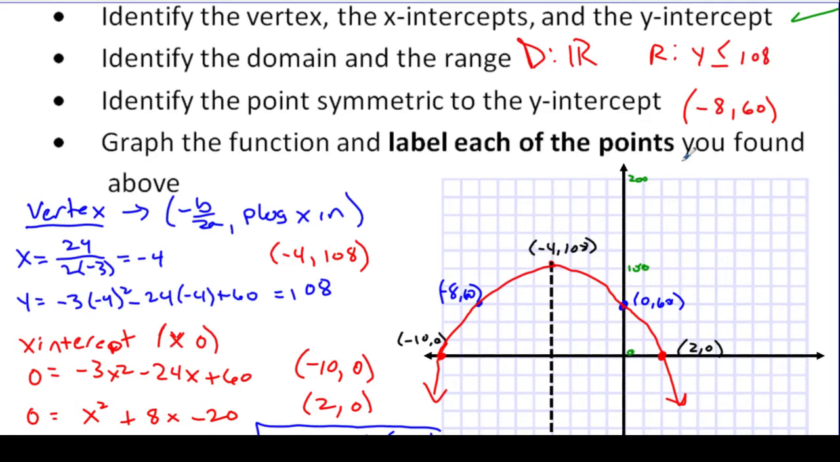Okay, so that is all of the bullet points here: vertex, x-intercepts, y-intercept. We identified the domain and the range. We found that symmetrical point using the graph, and we showed them a picture of the graph, and we included labels when we did that.